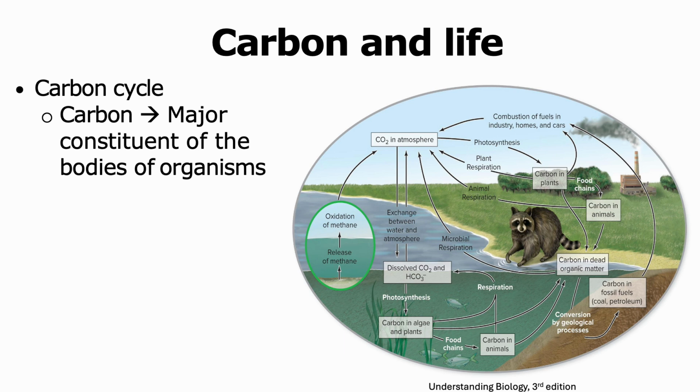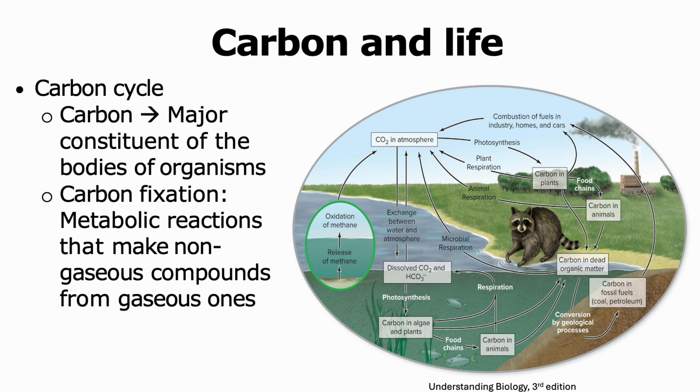Some organisms can perform metabolic reactions that make non-gaseous carbon-containing compounds, like organic compounds, from gaseous carbon compounds, like carbon dioxide. For example, the process of photosynthesis can fix the atmospheric carbon dioxide into organic compounds in the Calvin-Benson cycle. The process of photosynthesis introduces carbon into primary producers like plants and algae.